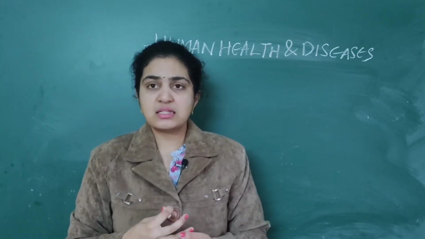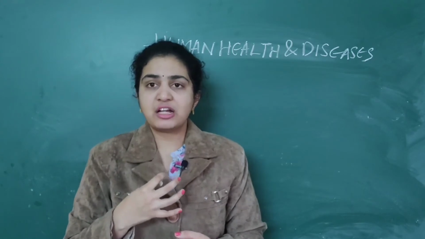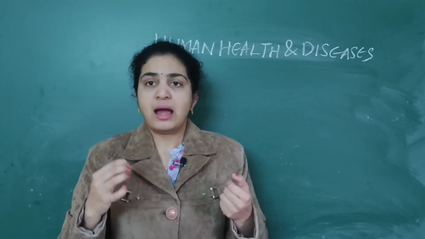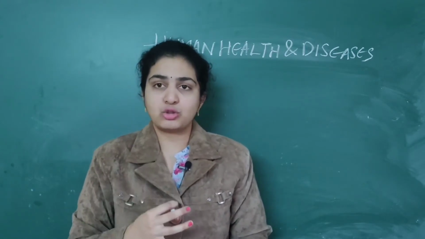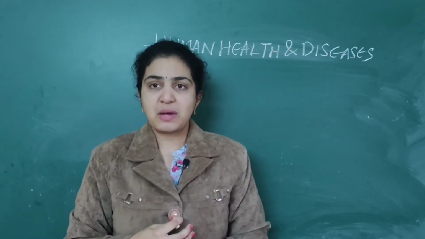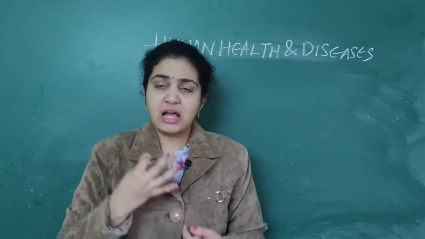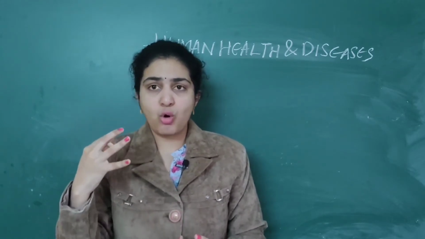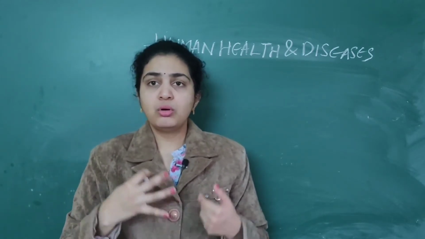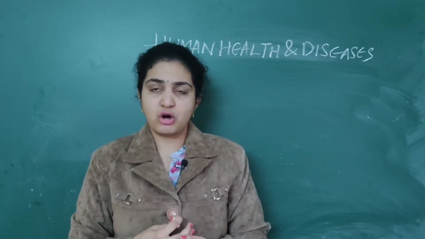So what is a disease basically? Disease is commonly caused by pathogens. A disease causing organism is also called a pathogen. There are numerous pathogens, that is bacteria, fungi, protozoans, viruses. These all are disease causing organisms.